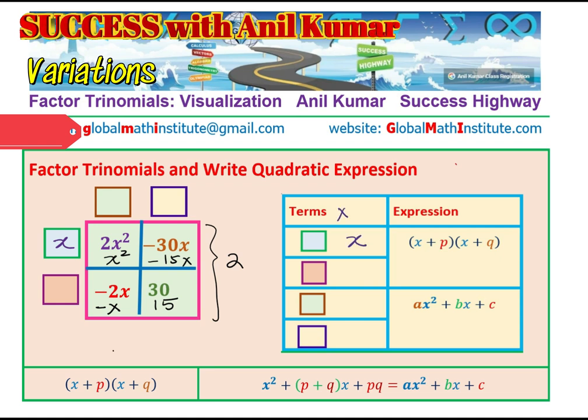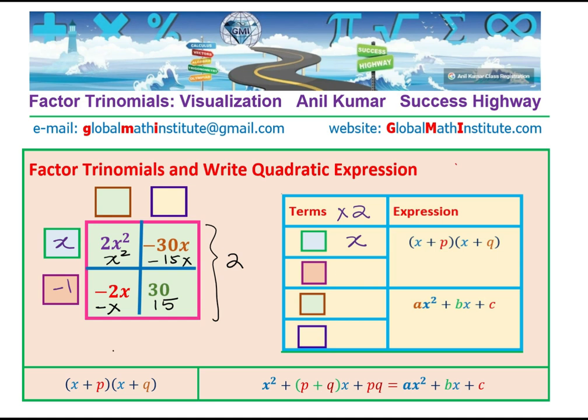So we have a 2 outside. You get the idea. And then the second one, we have minus 1. So we'll write minus 1. So we get 2 times x minus 1. That is what I meant. You get the idea. 2 times x minus 1.